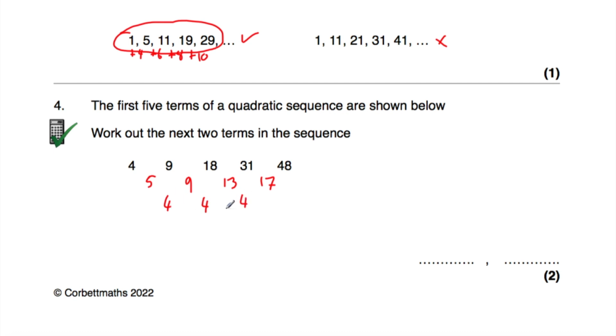And that's important with a quadratic sequence. That second difference is always the same. In this case, it's always 4. It could be always equal to 2 or 1 and so on. So we've got this quadratic sequence, and we've been asked to find the next two terms.